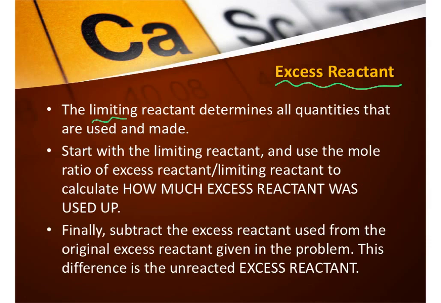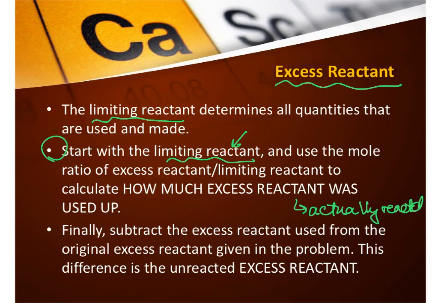You always have to find the limiting reactant. That's the first thing you do to find quantities of anything, theoretical yield, but also how much excess reactant. Once you know what the limiting reactant is, you will use that and stoichiometry to figure out how much excess reactant actually reacted or how much was used up. So you're just going to use the mole ratio between the limiting reactant and the excess reactant to calculate how much of this excess reactant I actually used in the reaction.